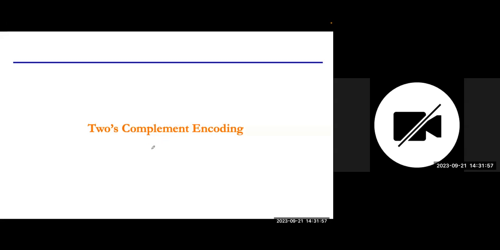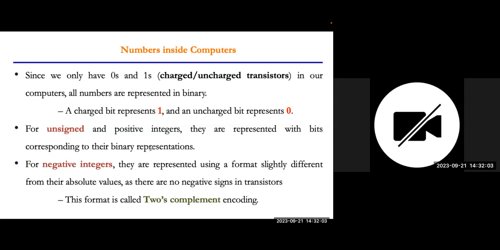Why is two's complement required in the computer arithmetic that we discuss? The numbers inside your computers are either zero or one. Zero means it is an uncharged transistor, and one means it is a charged transistor. All numbers are represented in the form of zeros and ones, so that these can be given as an input to your transistors, which build your gates, as we discussed, and it will give the output based on the gate's functionality.